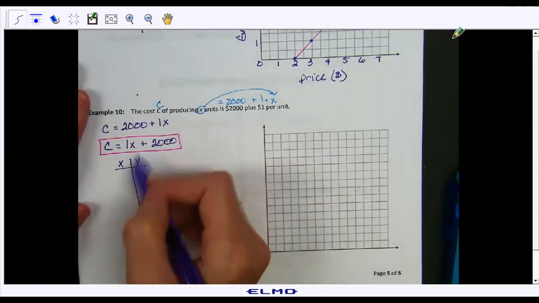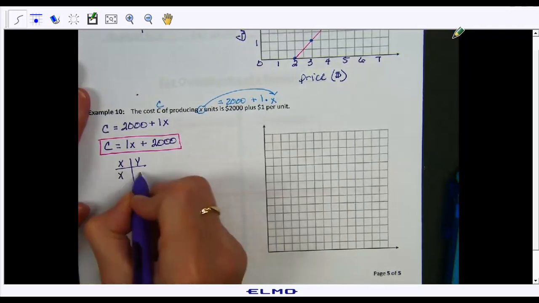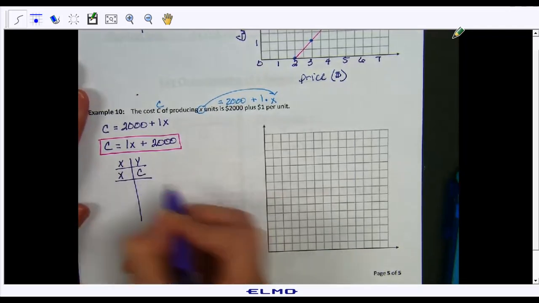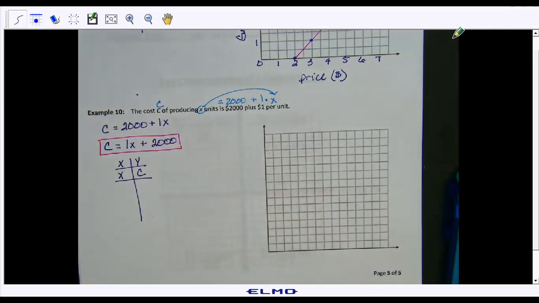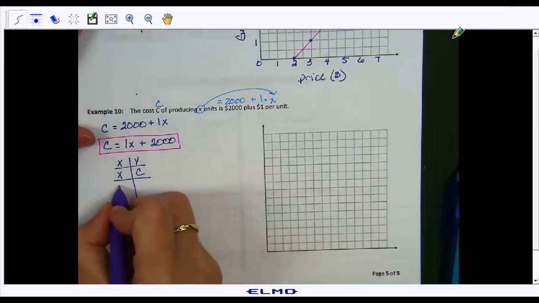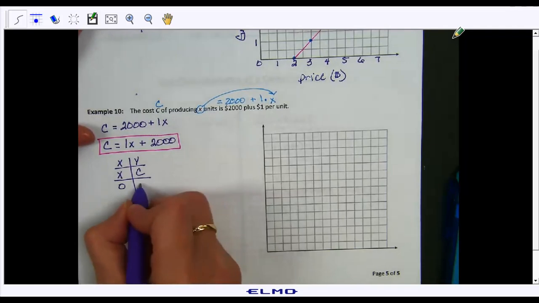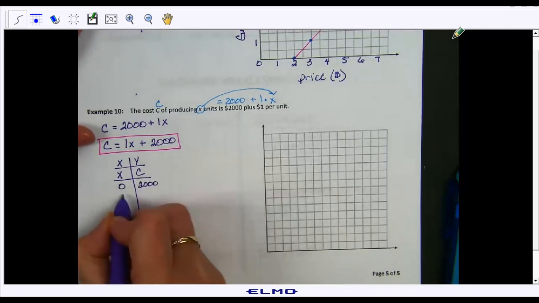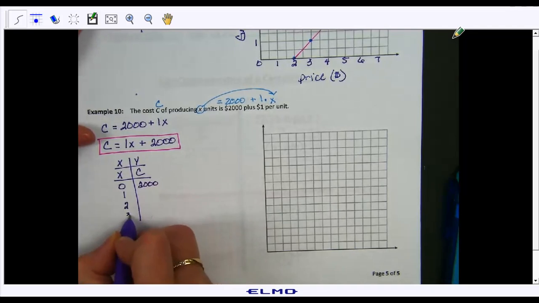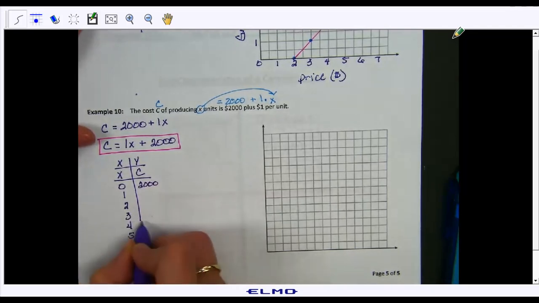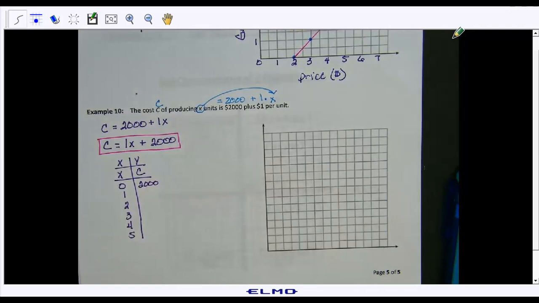Our X is just X, but our Y is represented by cost, so that's C. And our units, we can go by ones on our units, so let's go ahead and do that. Actually, I'm gonna start at 0, so if they sell no units, then you get 2,000. And then I'm gonna go all the way up to 5 units. Okay, so go ahead and finish filling out the table.